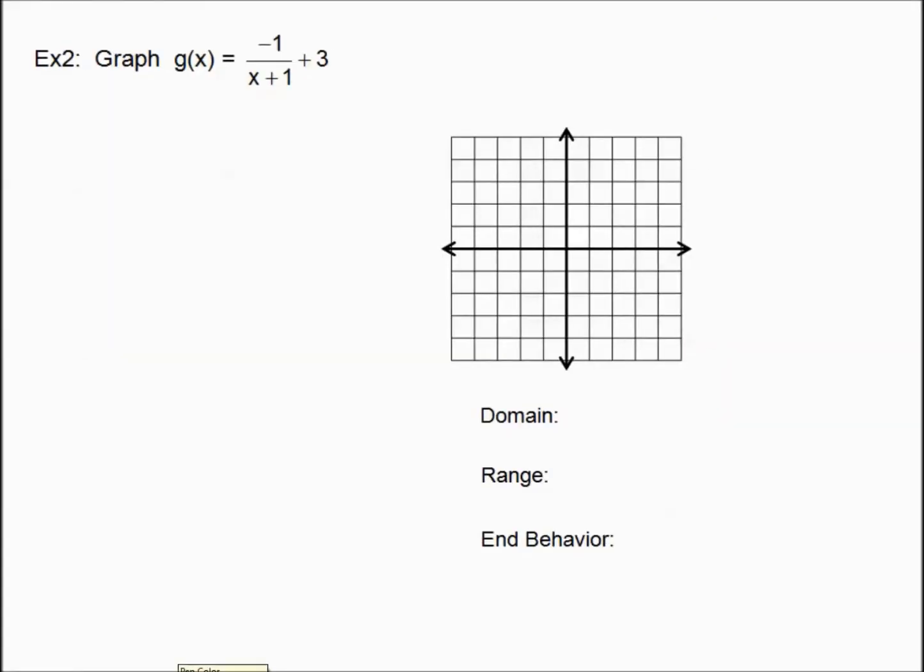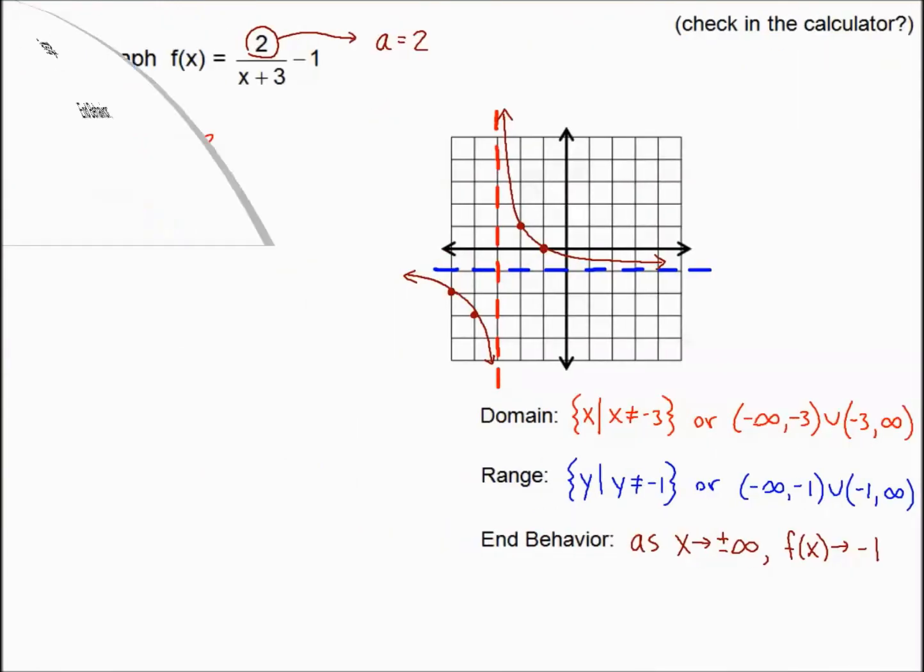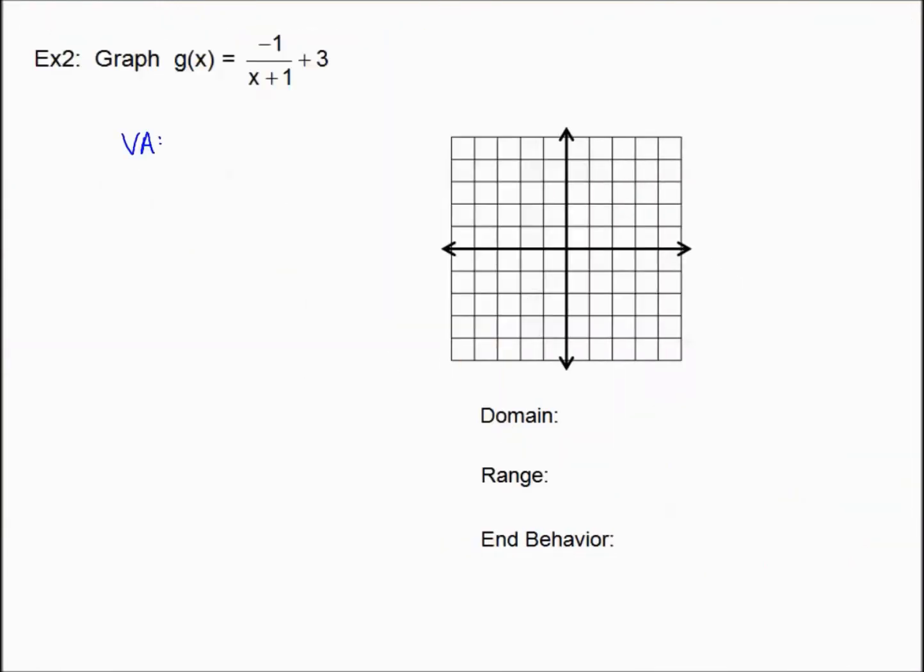Here's example number 2, g of x. Let's first start out by finding our vertical and horizontal asymptotes. Our vertical asymptotes were red, so let's go to red. Vertical asymptote, in this case, the equation is going to be x equals -1. So I'm going to go to my graph to when x is -1 and dash in a nice vertical line.